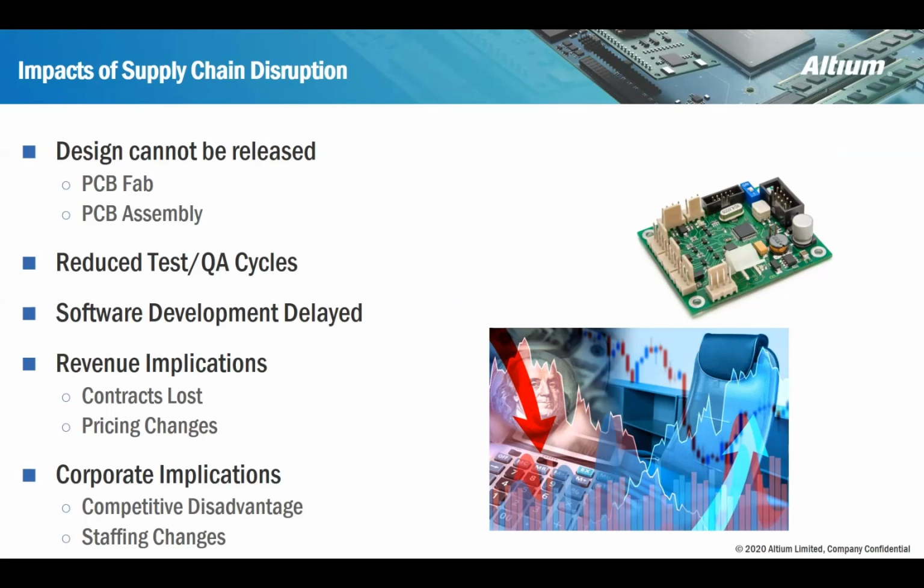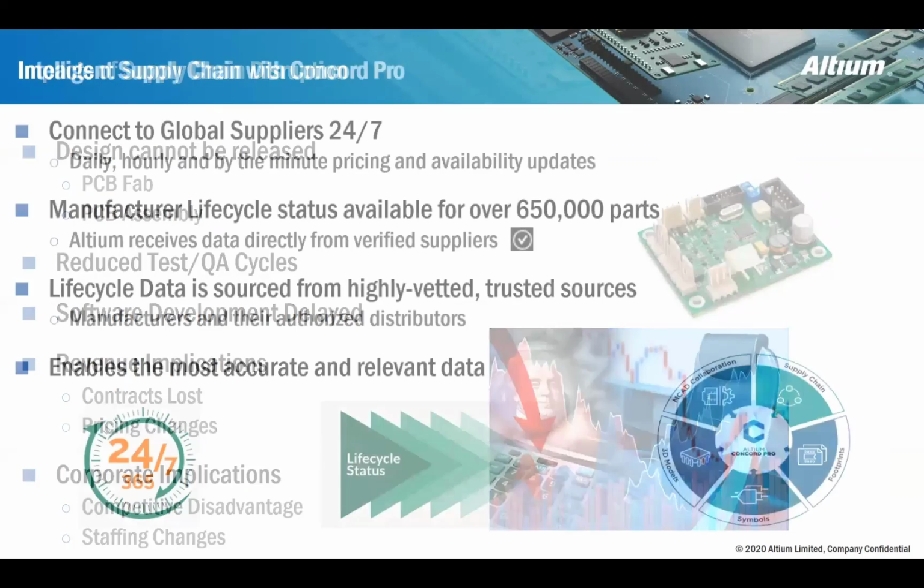You may lose contracts, or you may experience some pricing changes due to timing and if there were incentives in your contract. This can cause corporate implications such as a competitive disadvantage, or in the worst case, staffing changes. Basically, disruptions put your schedule and your costs at risk.